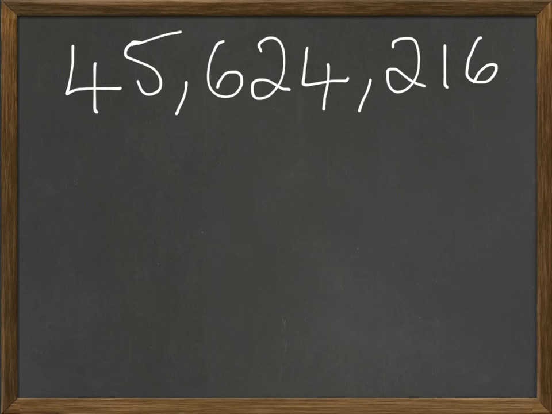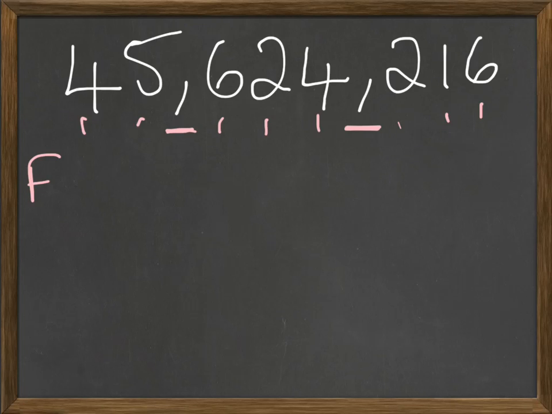Let's try this one. So we're going to look at this number. So you might want to pause it and have a go at it. The commas, the two commas, help us to break it up. So if I count from the right, I go 1, 2, 3, that's my hundreds, and then the comma goes in there. Another 3, that's my thousands, and then I'm into my millions.